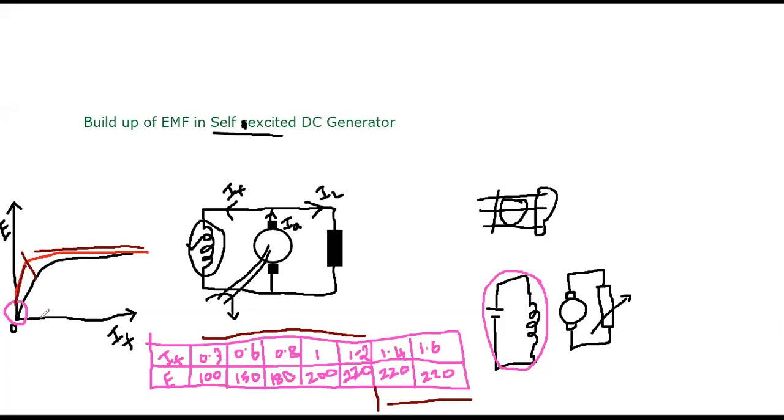When the speed increases, speed meaning the speed of the prime mover, the speed of the armature also increases, so the IA current increases as well as the IF current. Since the IF current increases, the excitation level also increases, and the magnetic field inside the machine increases. So when the armature is cutting the magnetic field, more EMF will be induced. This is how the EMF is built up in a self-excited DC generator.